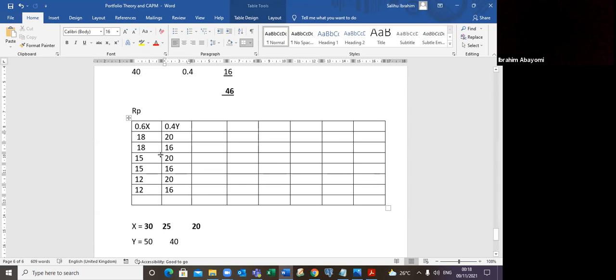So these are the possible returns I can have. These are all the possible returns I can have.